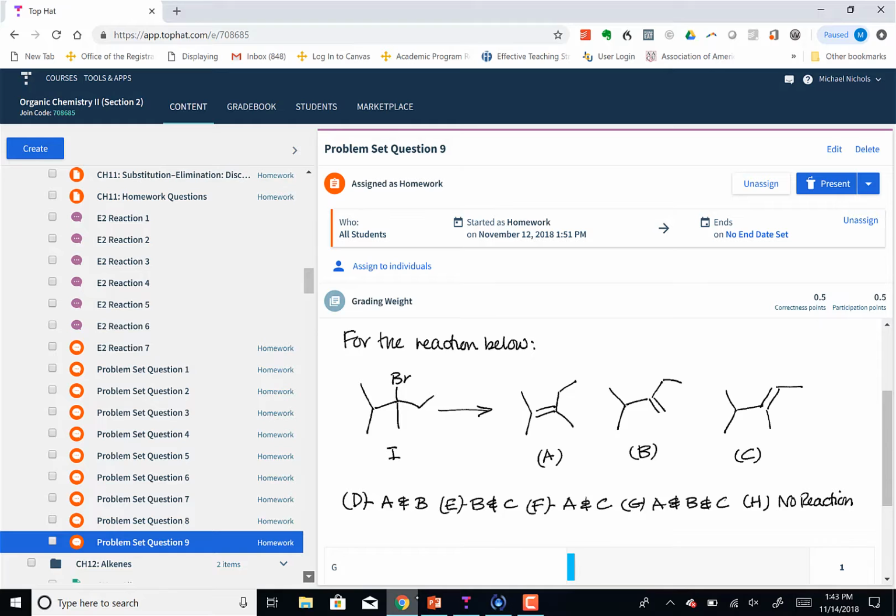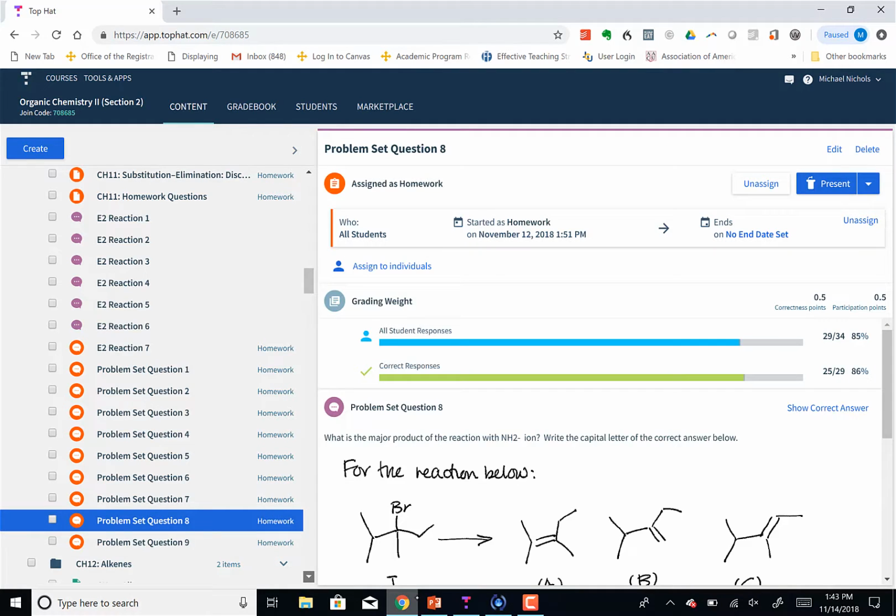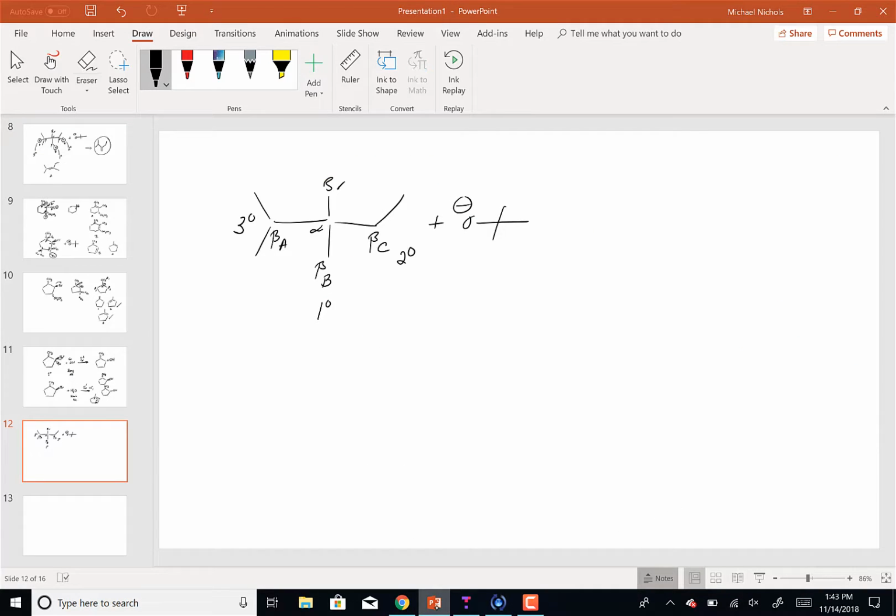Right. But let's go back to that question, the question about this. Can that undergo SN1? I'm curious. Matter of fact, I'm so curious.